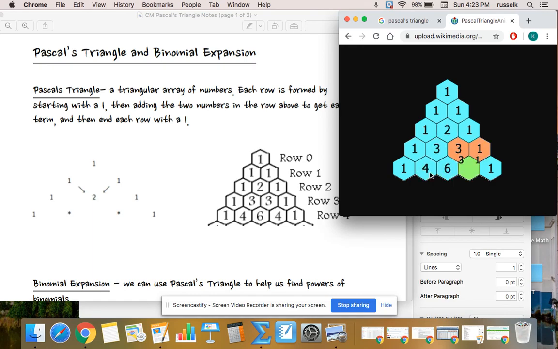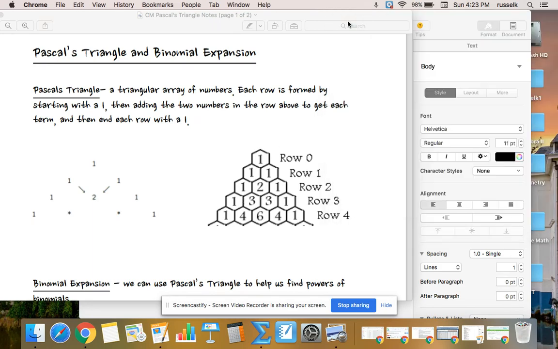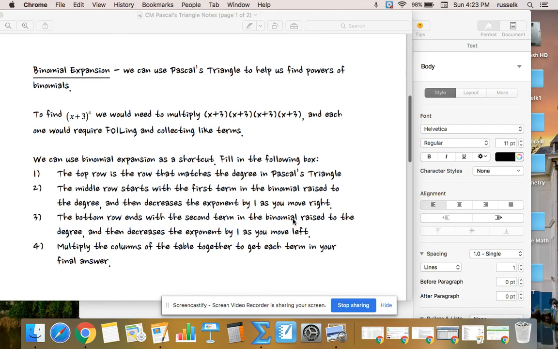So we can use Pascal's triangle then to help us with binomial expansion, just basically taking a binomial to a power. Typically, if I wanted to find something like x plus 3 to the fourth, I would have to take x plus 3 times x plus 3 times x plus 3 times x plus 3, FOIL the first two together, collect your like terms, multiply it by the third x plus 3, distribute, FOIL, collect your like terms, then take that answer, multiply it by the fourth x plus 3, which is a really long process.